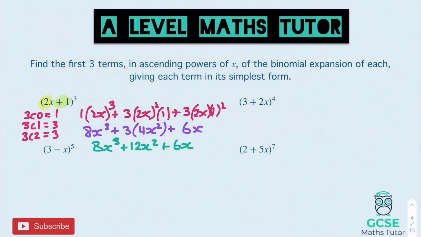Now obviously let's just have a look at the one to the right of that. So we've got a power of 4 in that one. So we need to work out 4C0 to start with. So let's have a look. We've got 4C0, which is 1. Then we have 4C1, which is 4. And then 4C2, which is 6. There we go. So there's our first 3 pieces of the pattern there.